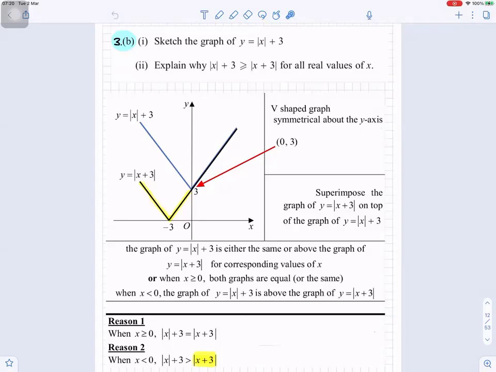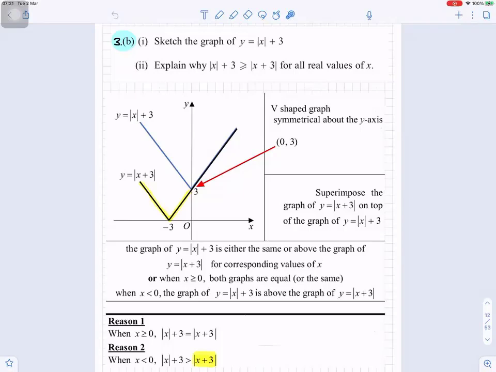So this is the first one. From x greater than or equal to 0, if you start from this point here, x greater than or equal to 0, the two graphs are the same. See, the two graphs are the same. They are equal when you start from x equals 0. So you can see the two of them go up that way. So from x equals 0, the two graphs are the same. So you will write the absolute value of x plus 3 is equal to x plus 3.